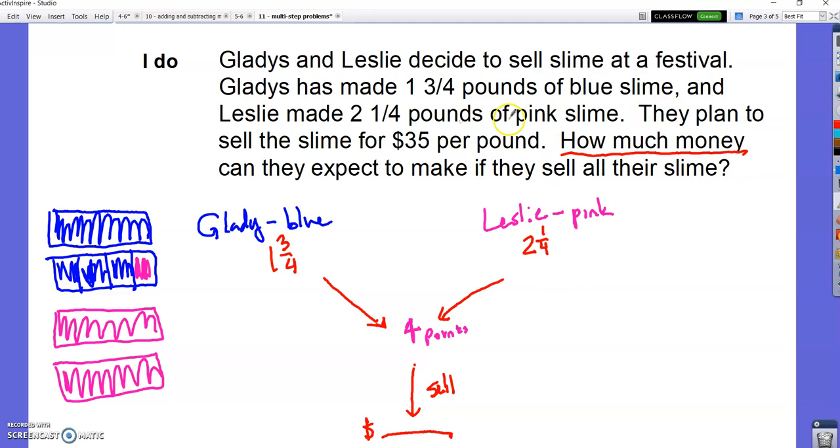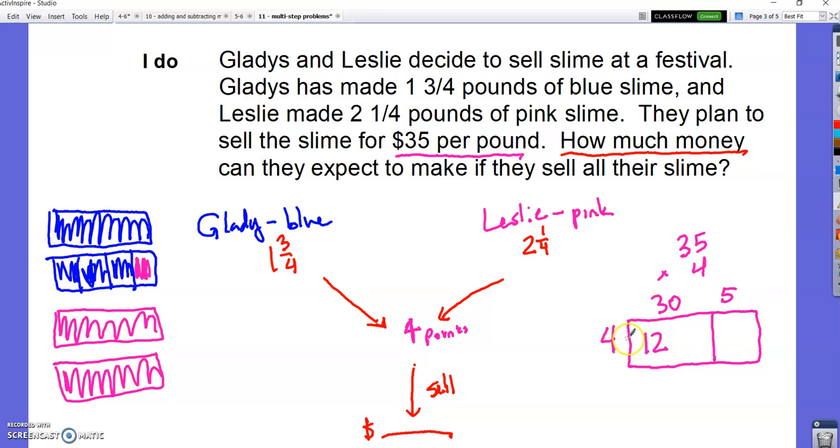So last thing they do, they plan to sell the slime for $35 per pound, and they have 4 pounds. So $35 per pound times 4 is what I need to solve. I'm going to use an area model to do that. 4 times 35. 4 times 3 is 12.